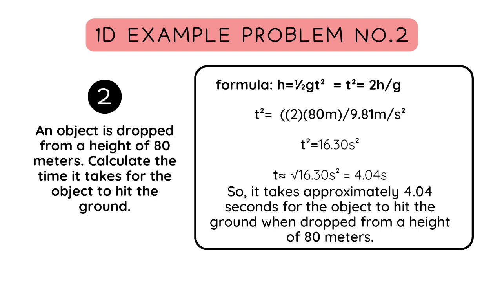Now plug in the values. t squared is equal to 2 multiplied by 80 meters over 9.81 meters per second squared. So t squared is now 16.30 seconds squared. To find t, take the square root of both sides. So t is now equal to 4.04 seconds. So it takes approximately 4 seconds for the object to hit the ground when dropped from a height of 80 meters.